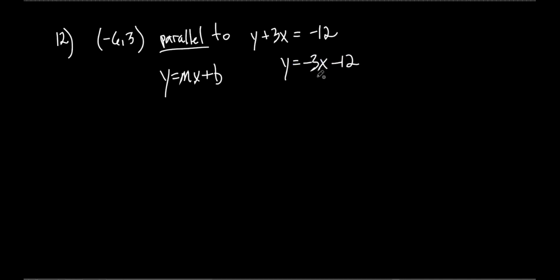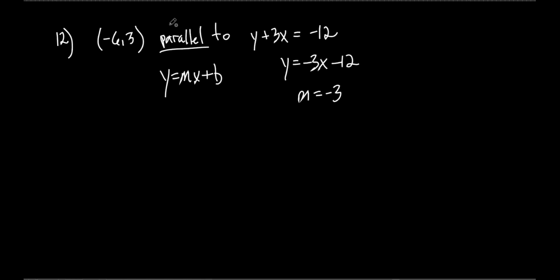Now, what's the slope of the line that they gave us? It's -3. So what's the slope of the line that I'm trying to figure out? It's -3, because it's the same slope. They're parallel to each other.